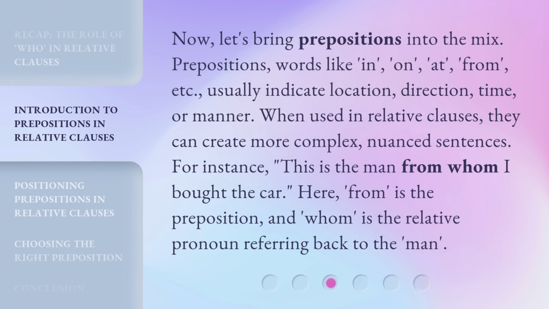Now, let's bring prepositions into the mix. Prepositions, words like in, on, at, from, etc., usually indicate location, direction, time, or manner. When used in relative clauses, they can create more complex, nuanced sentences. For instance, this is the man from whom I bought the car. Here, from is the preposition, and whom is the relative pronoun referring back to the man.